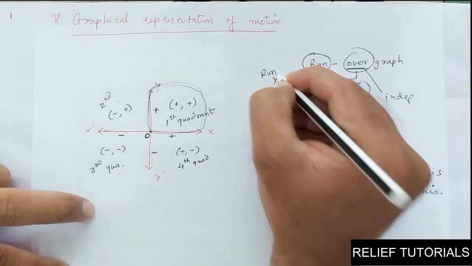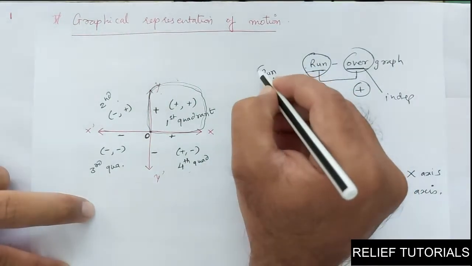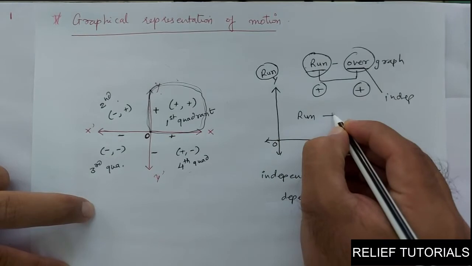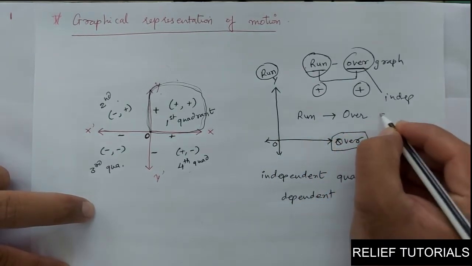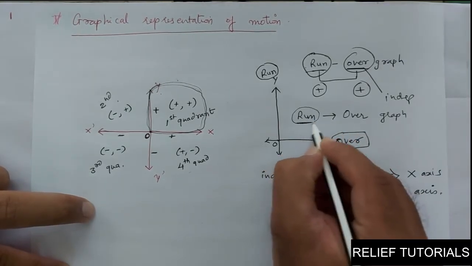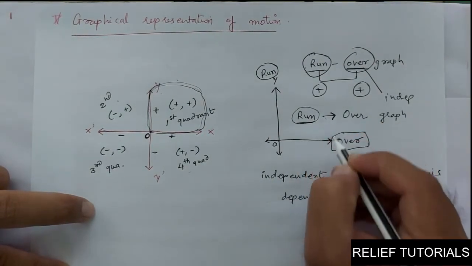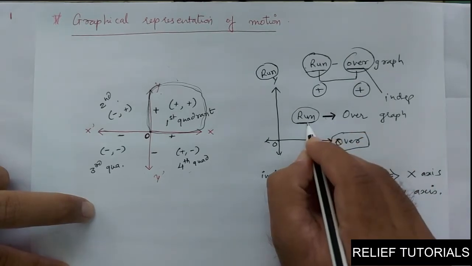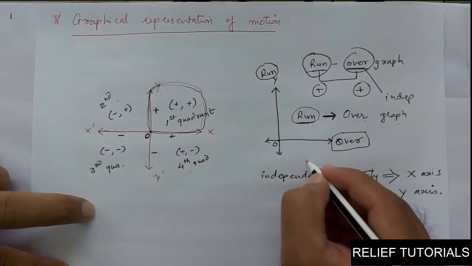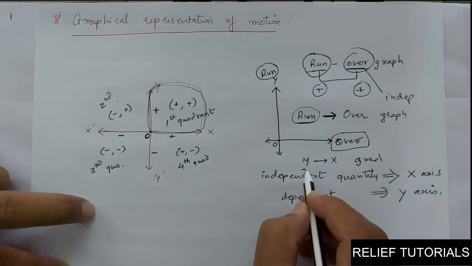So you can write like this: here is run and here is over. Now this graph is called the run versus over graph. The y-axis quantity should be spoken or written first. Versus, the symbol of versus is like this. The name of the graph is always like this, y versus x graph, meaning the quantity on the y-axis, the dependent quantity, first.